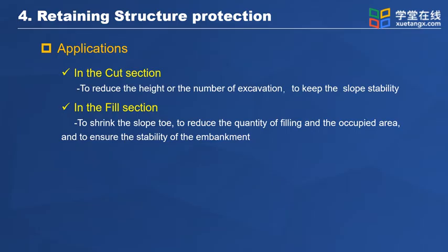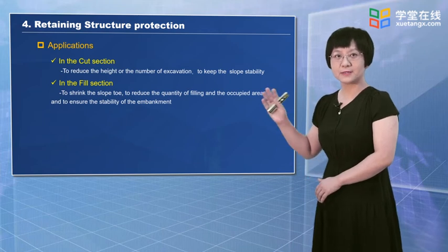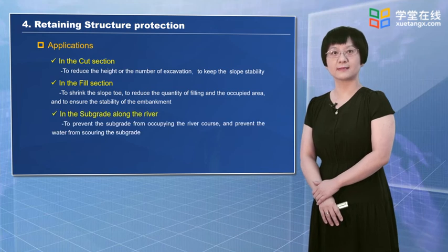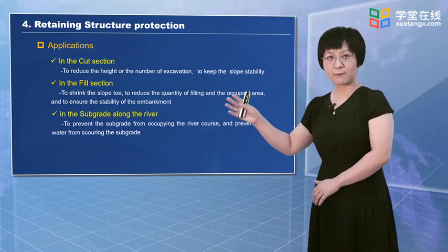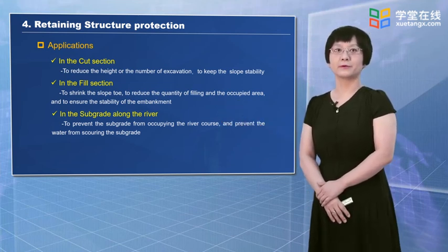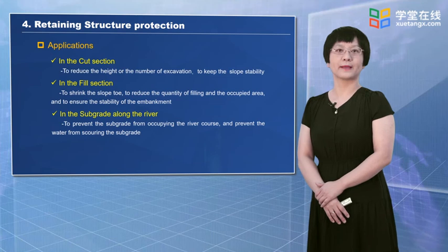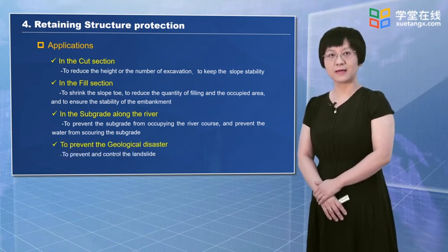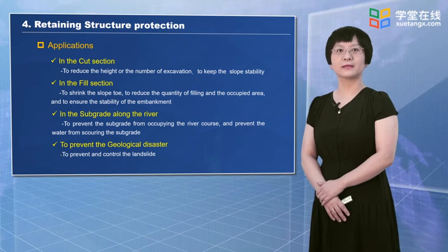In the fill section, to shrink the slope toe, to reduce the quantity of fill and the occupied area, and to ensure the stability of the embankment. In the subgrade along the river, to prevent the subgrade from occupying the river course and prevent the water from scouring the subgrade. To prevent the geological disaster, for example, to prevent and control the landslide.